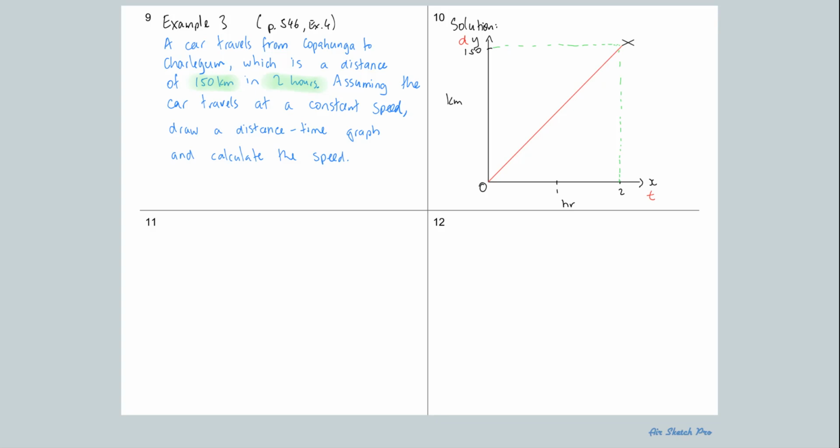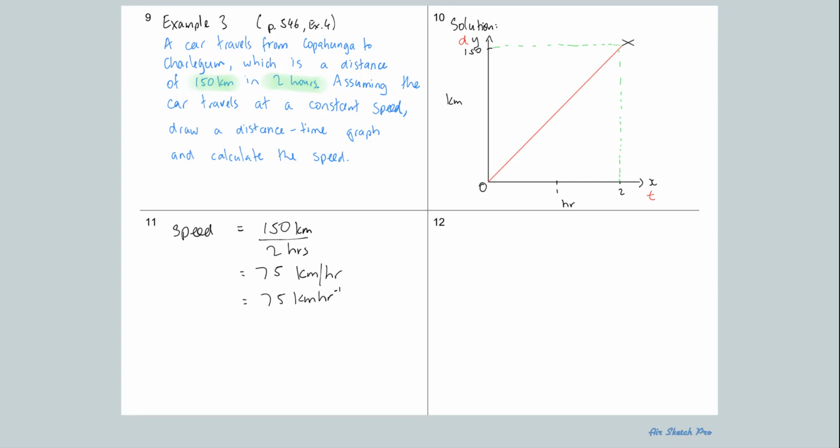And we know that the speed is distance over time. So we can then say speed is equal to distance, 150 kilometers, over time, which is 2 hours, and 150 divided by 2 is 75. So it's 75 kilometers per hour is how we would write that. Or if you like, 75 kilometers per hour with a -1 there, either way.